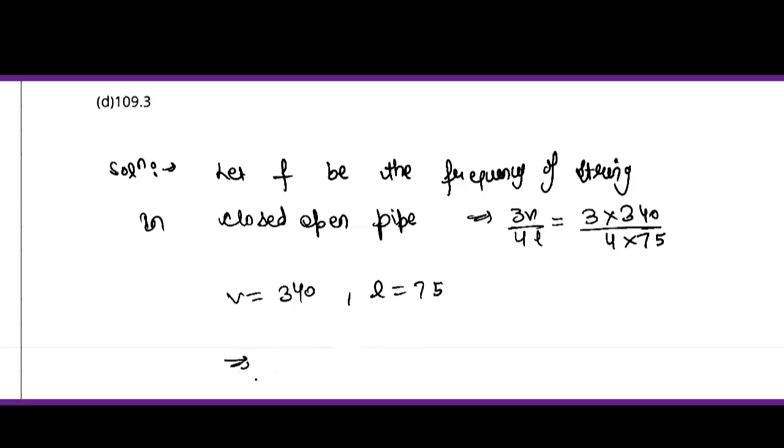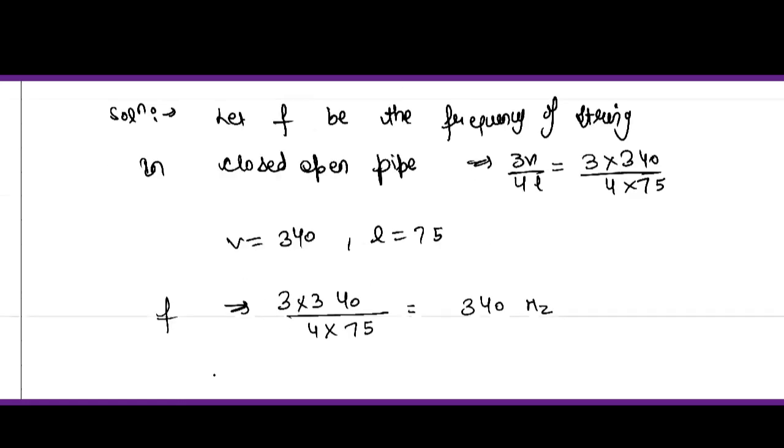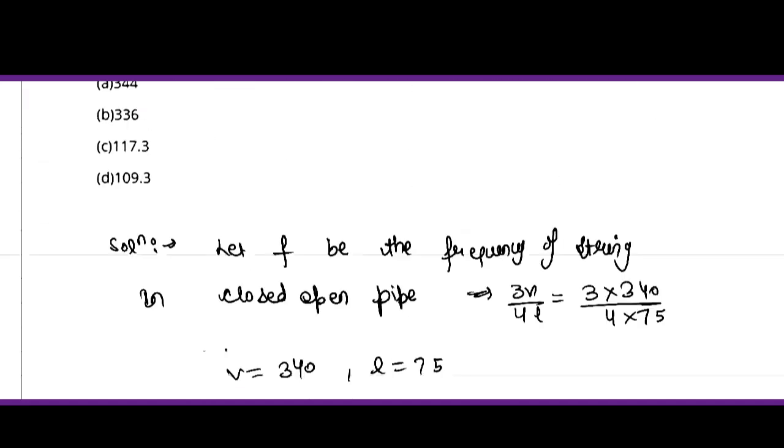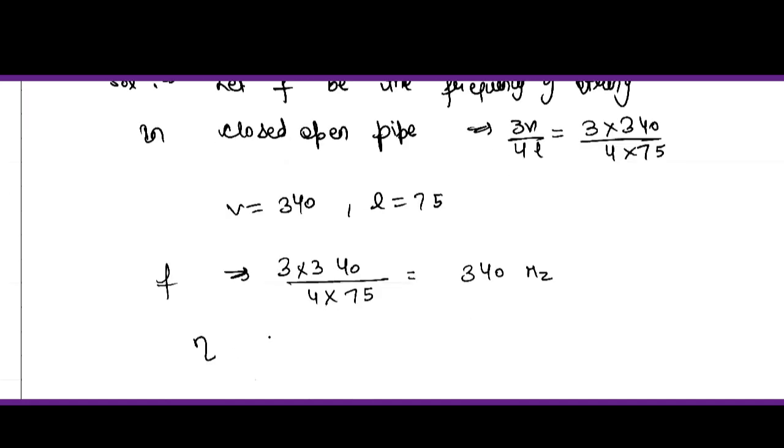So we get the frequency f in the open closed pipe. This equals 3 into 340 divided by 4 into 75. On solving this, we get 340, not in kilohertz, it is in hertz here. So we have the frequency of the tuning fork.